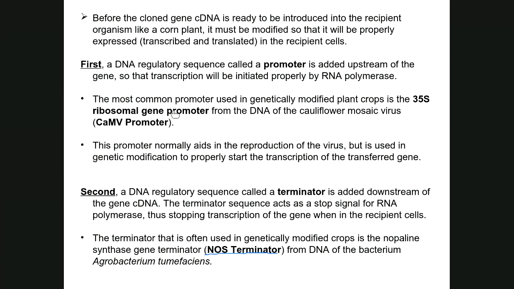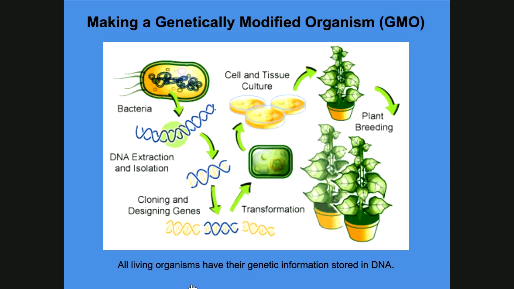Eventually what they discovered is that this CaMV promoter and this NOS terminator are used the majority of the time as DNA regulatory sequences that are attached to a gene that a scientist wants to use to create a GMO, especially for GMO plants.